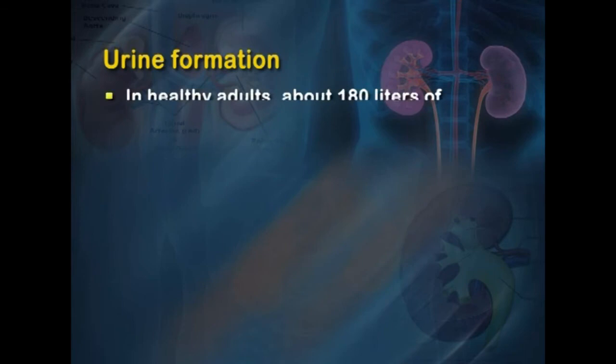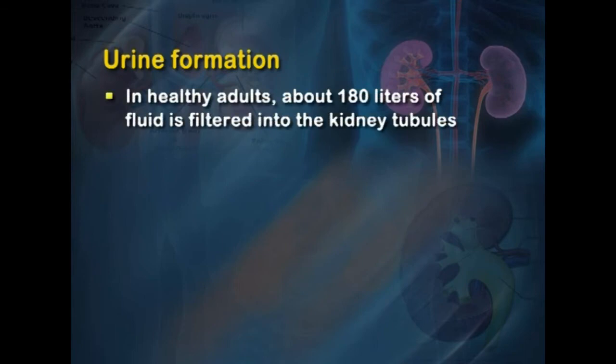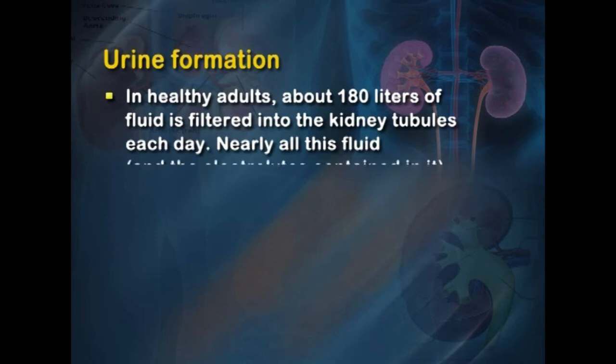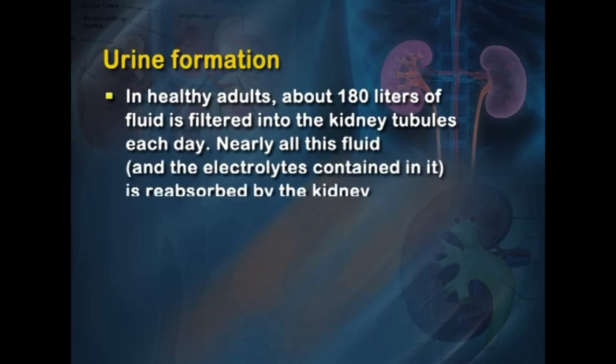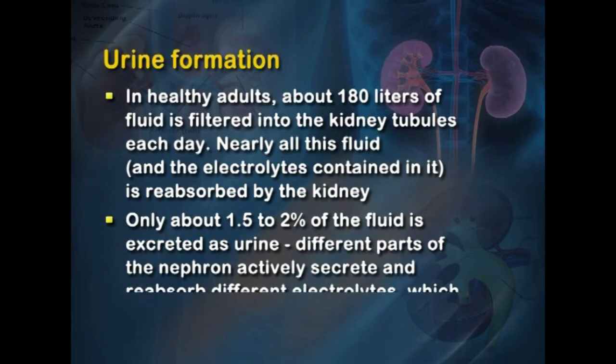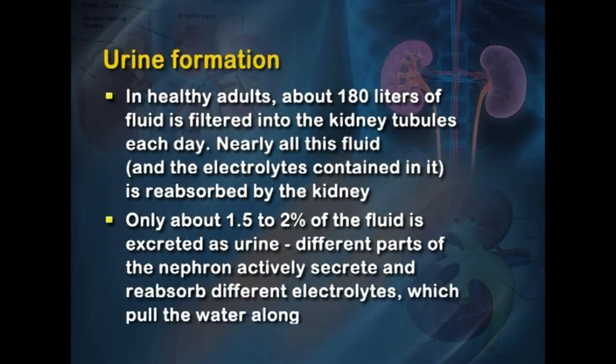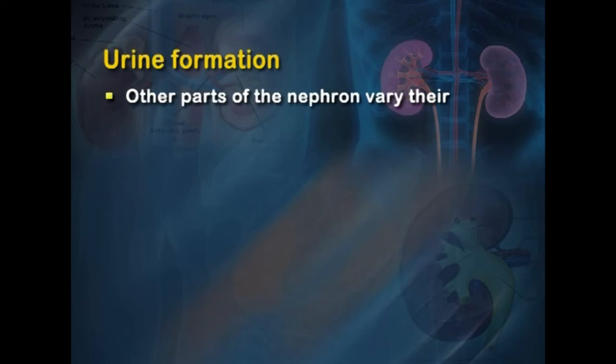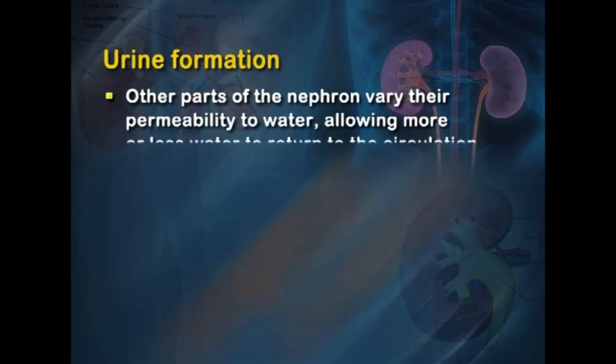In healthy adults, it is estimated that about 180 liters of fluid is filtered into the kidney tubules each day. But nearly all this fluid and the electrolytes contained in it are reabsorbed by the kidney. Only about 1.5 to 2% of the fluid is excreted as urine. Different parts of the nephron actively secrete and reabsorb different electrolytes which pull the water along with them. Other parts of the nephron vary their permeability to water, allowing more or less water to return to the circulation.